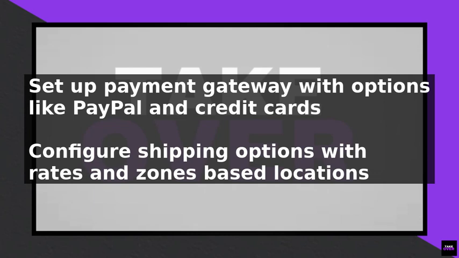In conclusion, building a website on Shopify is a straightforward process that requires some basic setup and configuration. By following these steps, you can create a professional-looking online store and start selling products to customers all over the world. Remember to customize your theme, add high-quality products, and set up a payment gateway and shipping options to ensure a smooth customer experience. With Shopify, you can focus on growing your business and leaving the technical details to the platform.